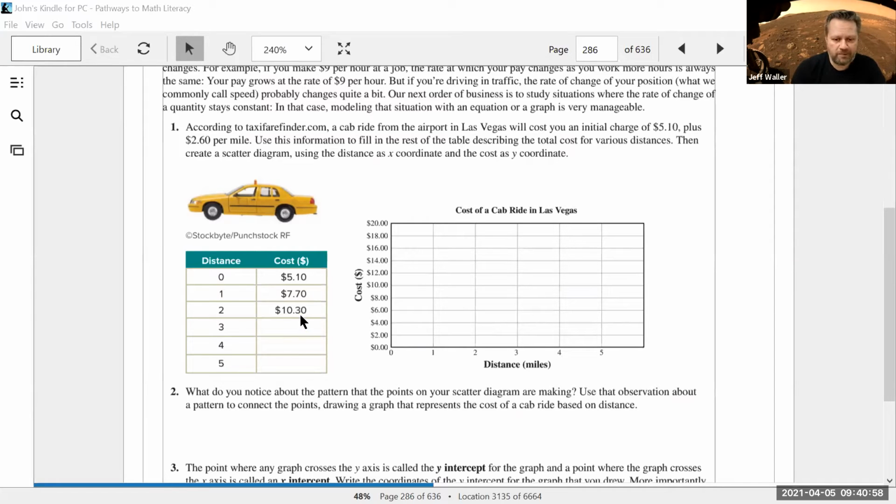Now, everybody finish the chart, plot the points. I'll just sit here.